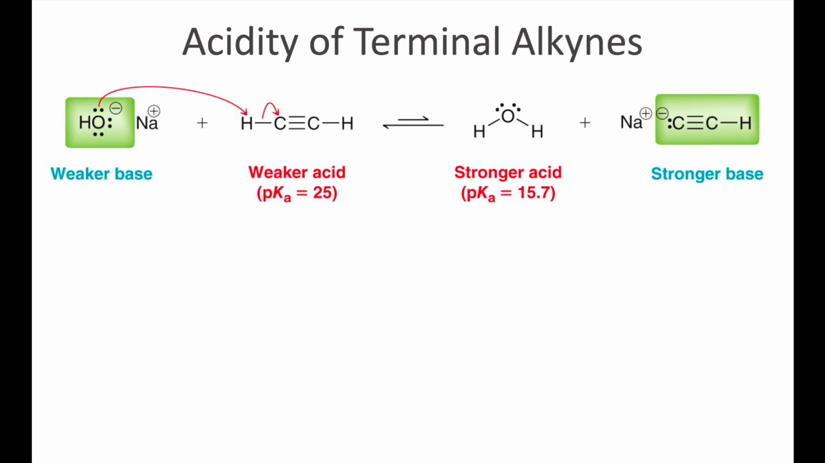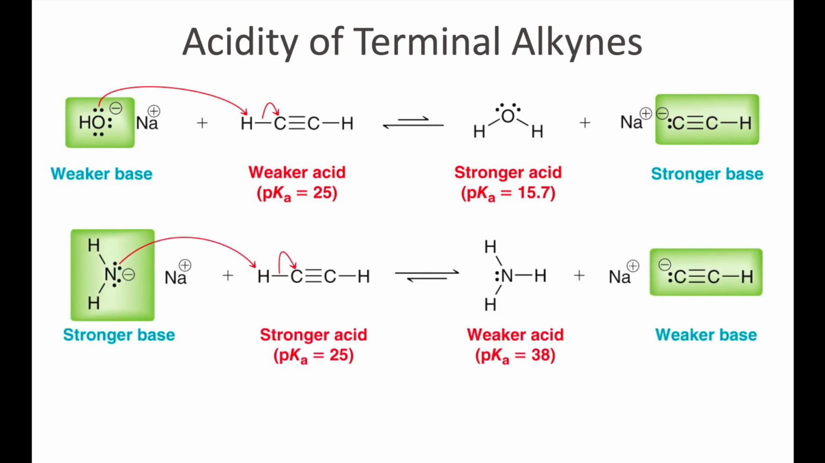Taking a look at the acids alone, the pKa of acetylene is 25, whereas on the product side, the pKa of that acid is 16. The acetylene is the weaker acid, so this reaction actually favors the reactant side. So no, hydroxide is not strong enough to deprotonate acetylenes. So what is strong enough? For example, here we have amides.